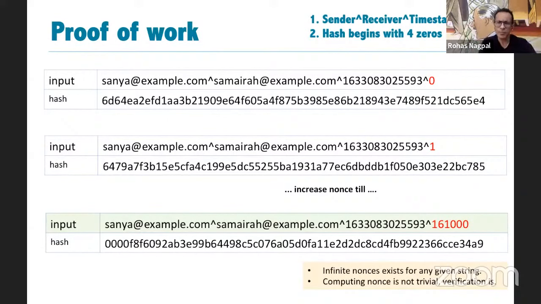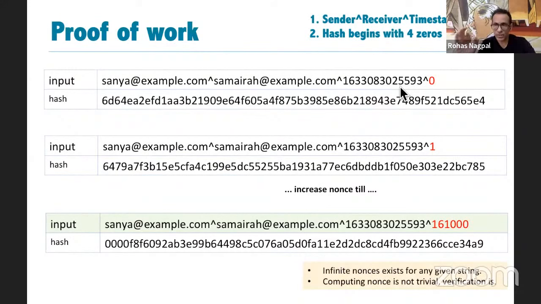So let's take an example. Whenever an email is being sent, firstly, there is a sender's email, which you can see here, sanya@example.com. There is a receiver's email, samaira@example.com. Then there is a timestamp. We can convert date time into a Unix timestamp. And then at the end of it, the sender has to calculate a number. Let's call it a nonce. That number can start with 0, go 1, 2, 3, 4. It can be as big as it needs to.